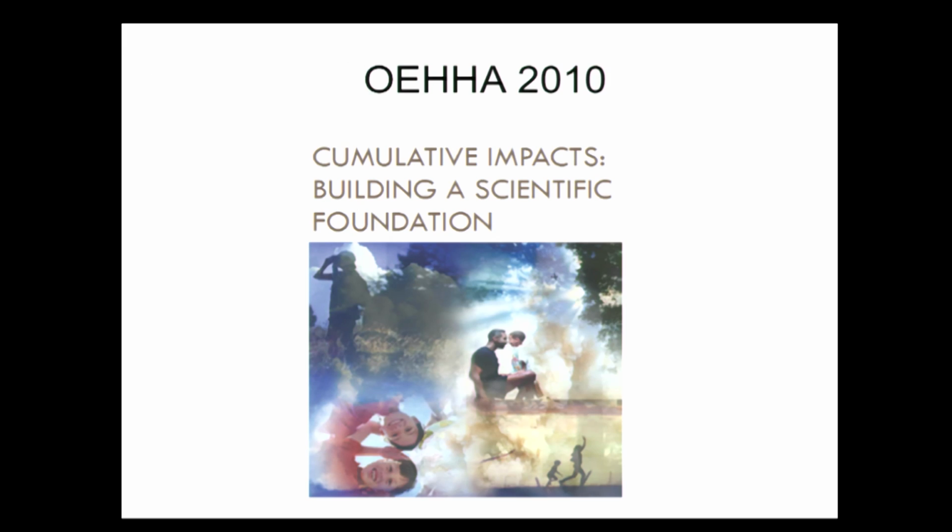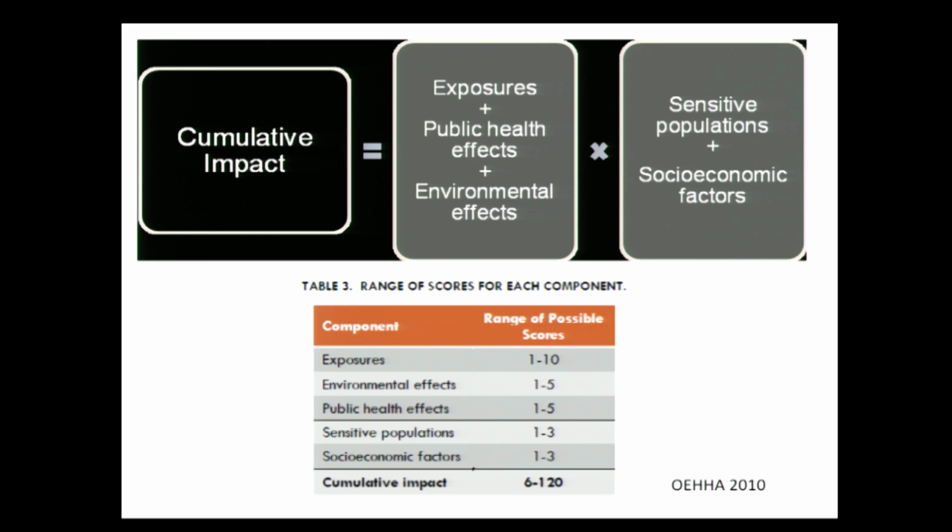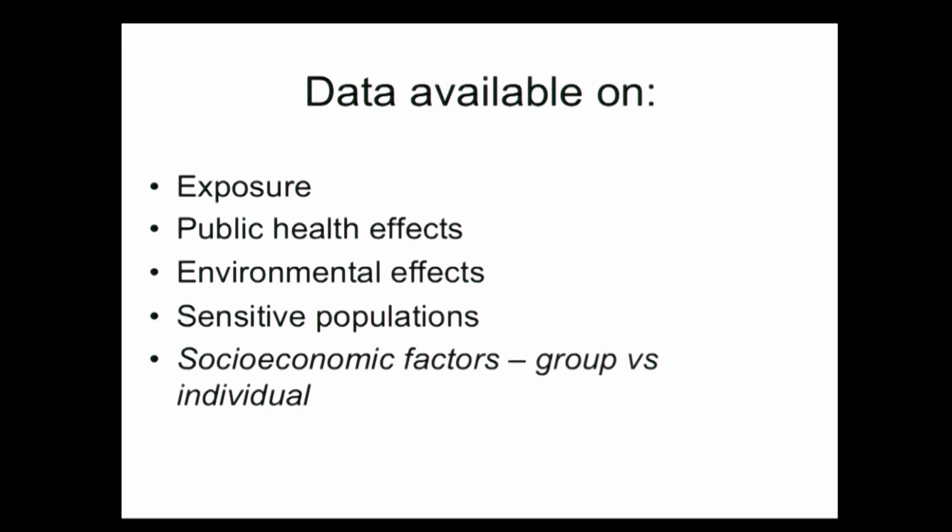The next step I wanted to do was to take this information and put it in the framework of the OEHHA CalEnviroScreen 2.0 report, just to get a sense of the magnitude of issues in our community. They propose a formula relating the cumulative impact as a function of exposures, public health effects, environmental effects, and then modified by sensitivity of populations and socioeconomic factors. And they have a potential range of scores to consider.